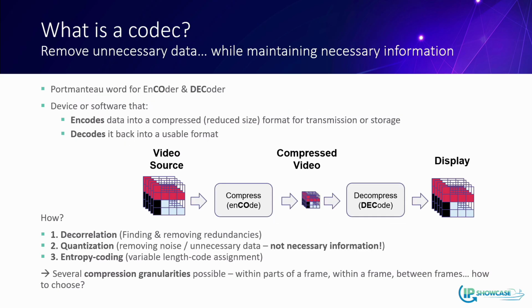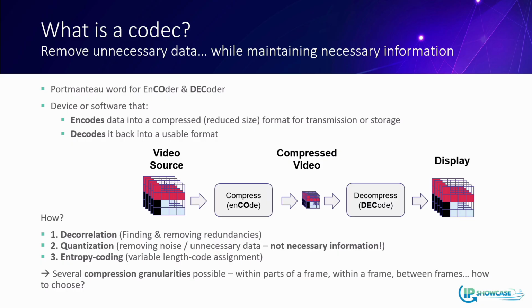So a quick word about what a codec is, because I'm aware it's pretty specific. Well, the basic idea is that you want to remove any unnecessary data while maintaining the necessary information. So the way it works is that you take some input, you remove what is unnecessary, that's your encode phase, and then you've got the decode phase where you have to get back to that original format that you can actually use. And so how does it work? Well, you have three main stages. The first is decorrelation, where you find and remove redundancies. So that stage is lossless. You can revert back to the original if you only stick to that stage.